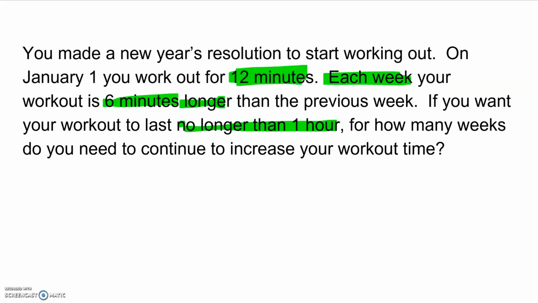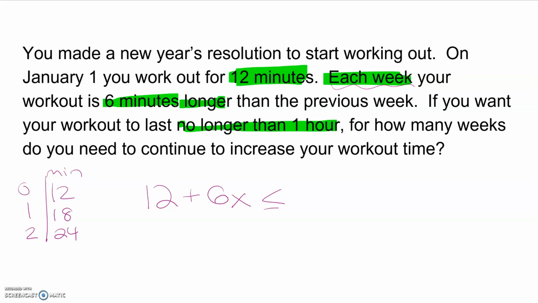Let's see what we got here. Okay, I started with 12 minutes. That's my starting value. Each week, this is the thing that's happening: I'm increasing by 6 minutes. So after 1 week, I'm working out for 18 minutes. At 0 weeks I was at 12 minutes. After 1 week, if I add 6, I get 18. After 2 weeks, I would add another 6, so I'd get 24. You can see the pattern there. That's my total workout time, and that has to be less than or equal to 60.